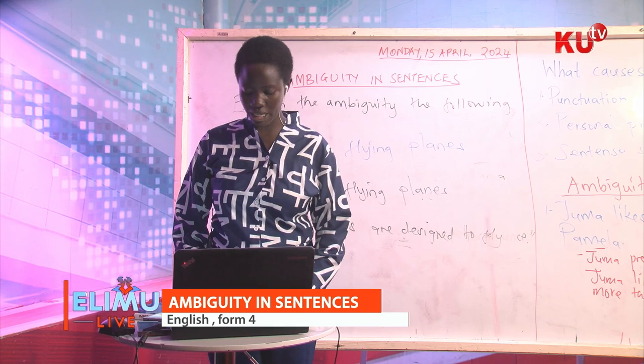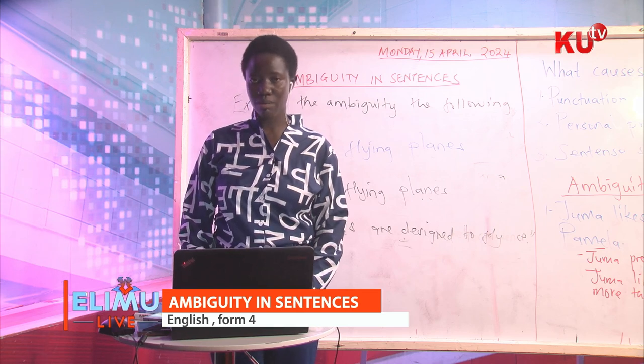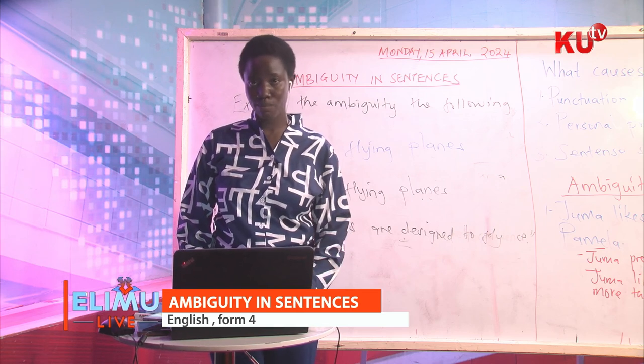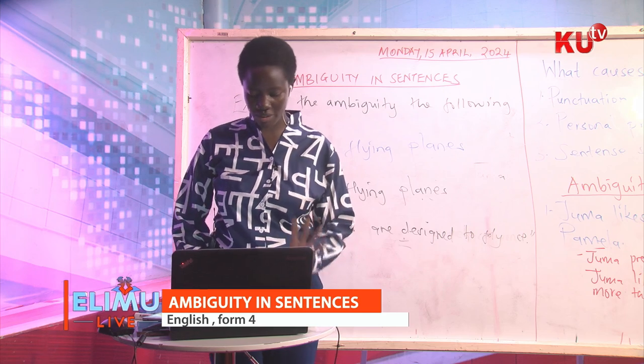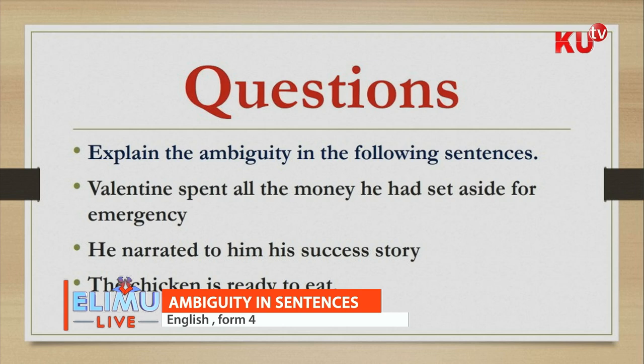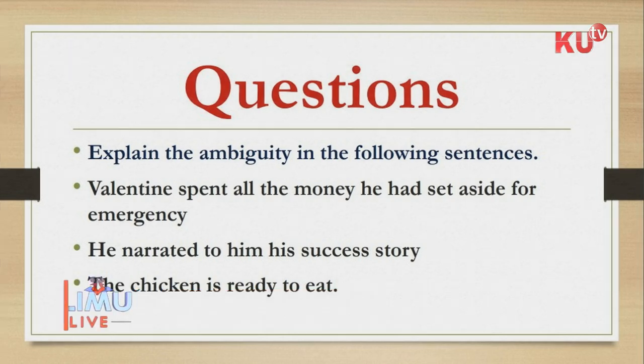Valentine spent all the money he had set aside for emergency. So here we have Valentine. From your answer, I believe you have someone known as Valentine. So we have the subject Valentine, who had money, and then he had set aside some money. So he had saved some money, and he just got an emergency. And so he decided to use this money that he had set aside for this specific emergency.